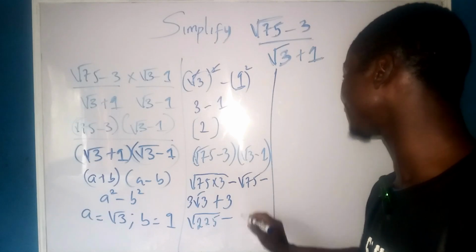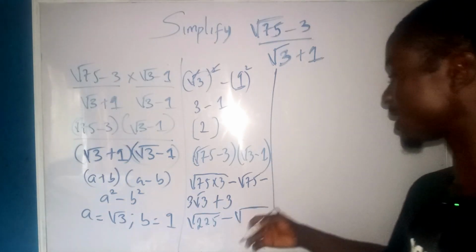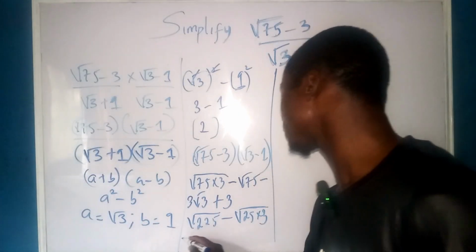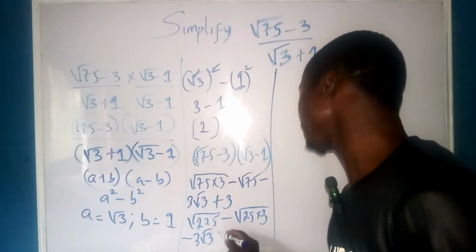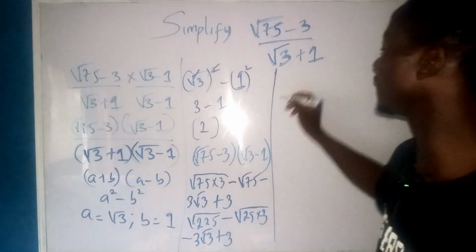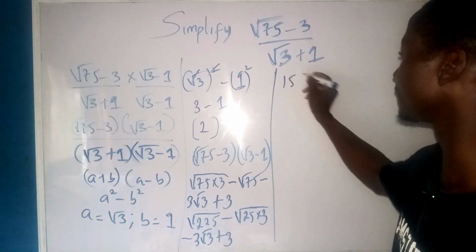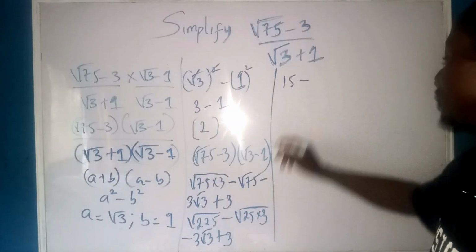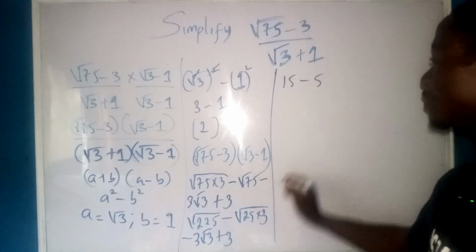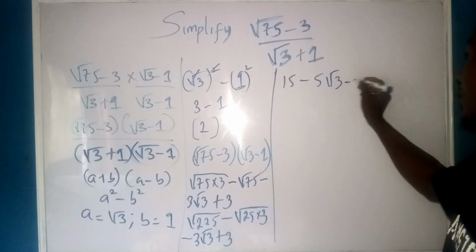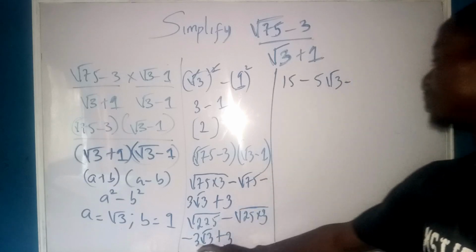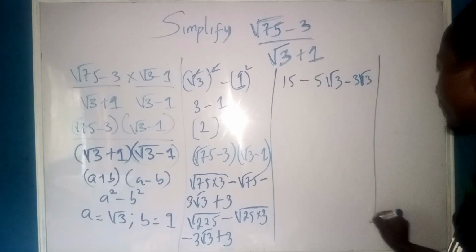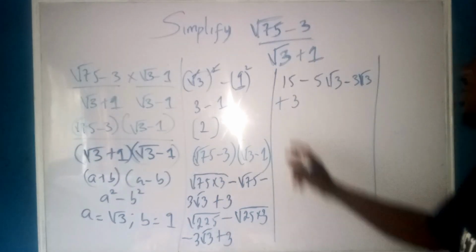Minus root 75. This 75 here, we can split it because we are still simplifying. We can split it to be 25 times 3. So minus 3 root 3 plus 3. We solve further. Root of 225 gives us 15. Then minus, because 25 is a perfect square, we take the perfect square, which is 5, out of the root, so we are left with 3 inside the root. Then minus 3 root 3, then plus 3. So 15.